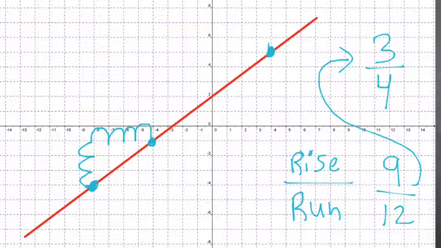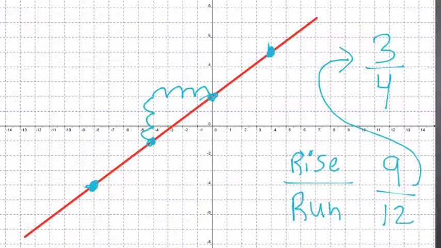And check it again. From this point that you just located, go up an additional 3. Where was it? Right here? Go up an additional 3 steps. 1, 2, 3, and run an additional 4. 1, 2, 3, 4. Perfect. Another point. You know that you've located the correct slope.